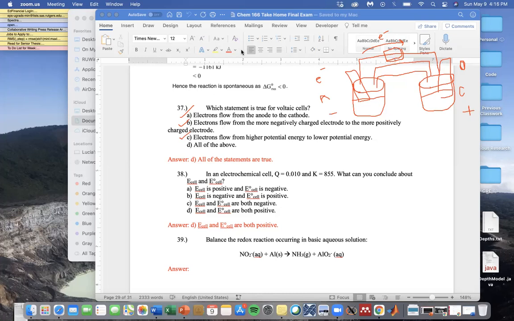Thank you. And then the other one was 38. Yeah. Okay, so in an electrochemical cell, we have Q equals 0.01 and K equals 855. What can you conclude about both of them? So the answer is D. E cell and E standard are both positive.